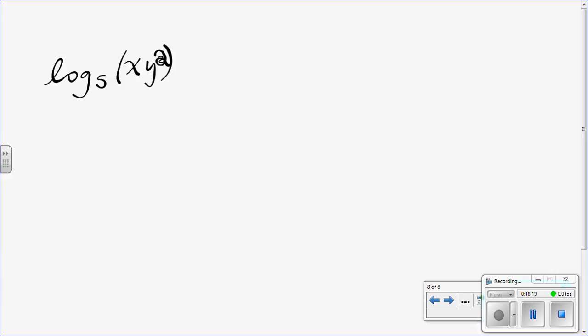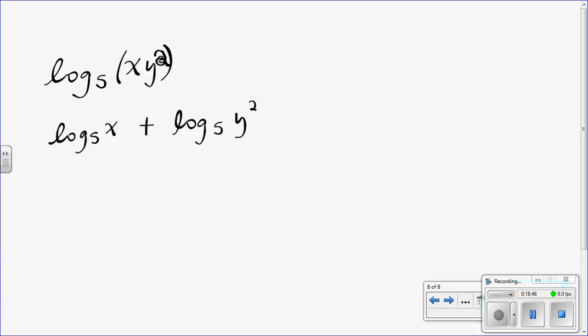Alright, so I've got a couple things going on here. You can give me the answer. Not yet. Let's go step by step. First of all, let's bust up that multiplication. So what's multiplication going to become? Addition. Log base 5 of x plus log base 5 of y squared. Is there anything else that can be expanded from that? Yes, the exponent.